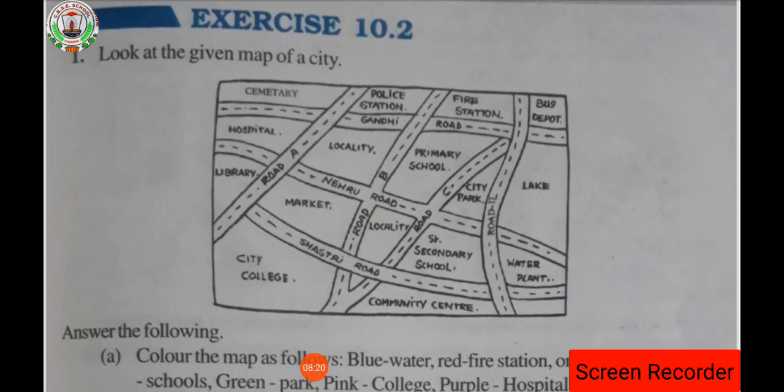So here it is a diagrammatic exercise. In this exercise you have to make a map. Okay, like the first question, look at the given map of a city. Here the city map is given. Okay, very nicely it had been drawn everywhere. The roads are drawn, every hospital, market, city, college, everything is marked on this.